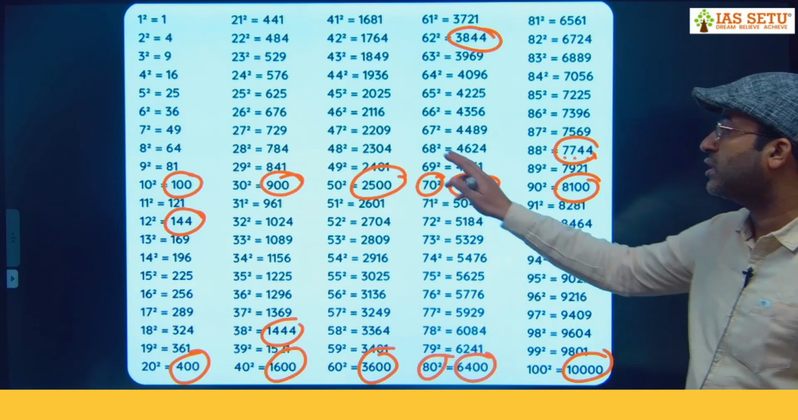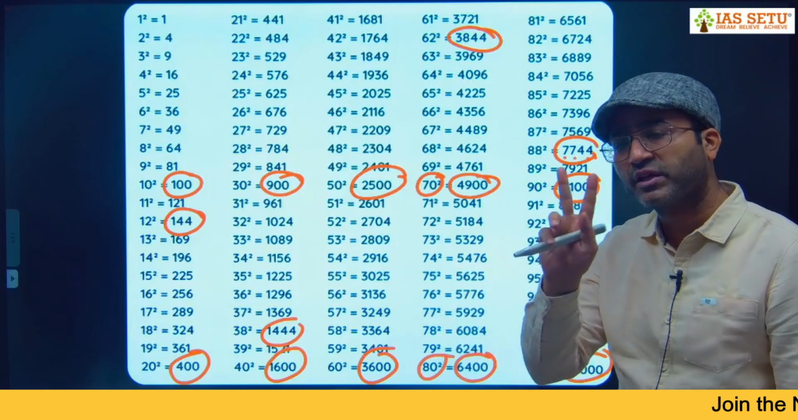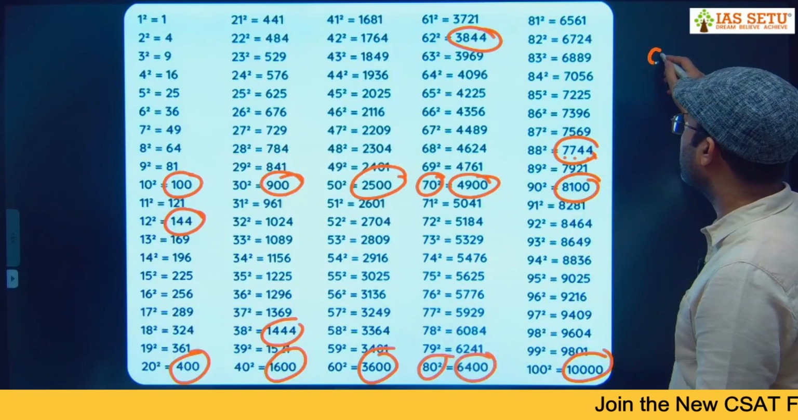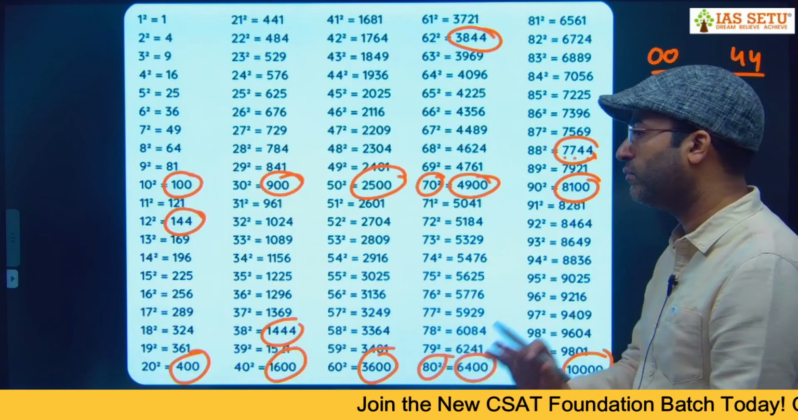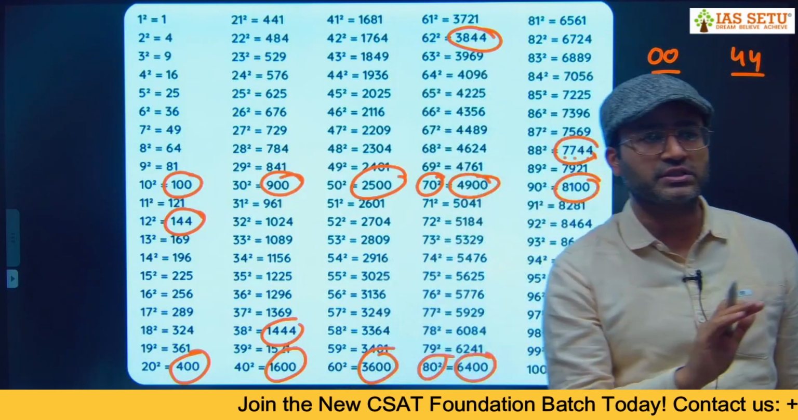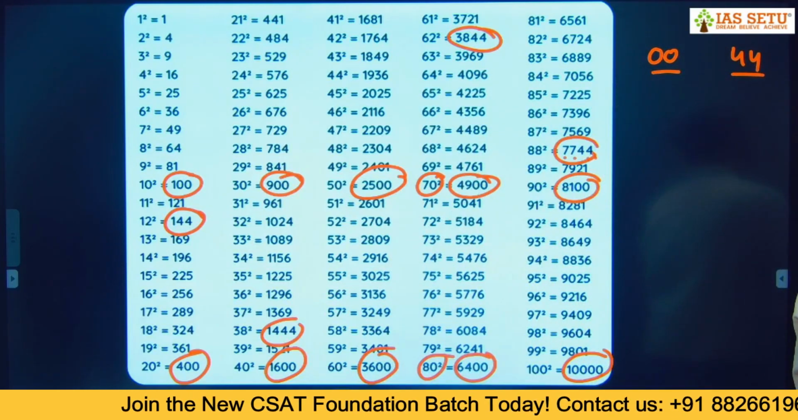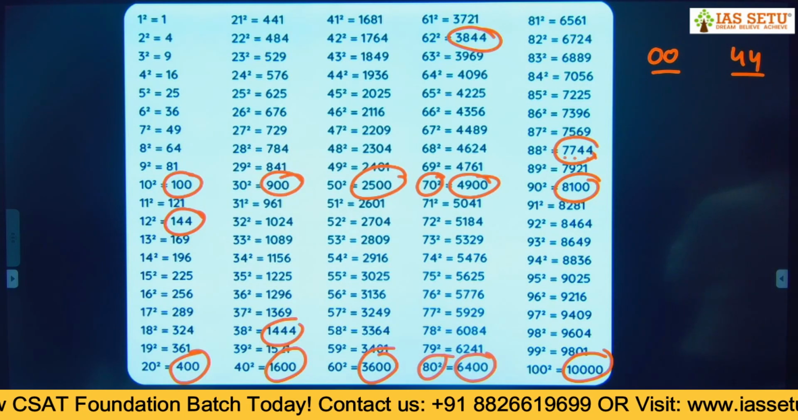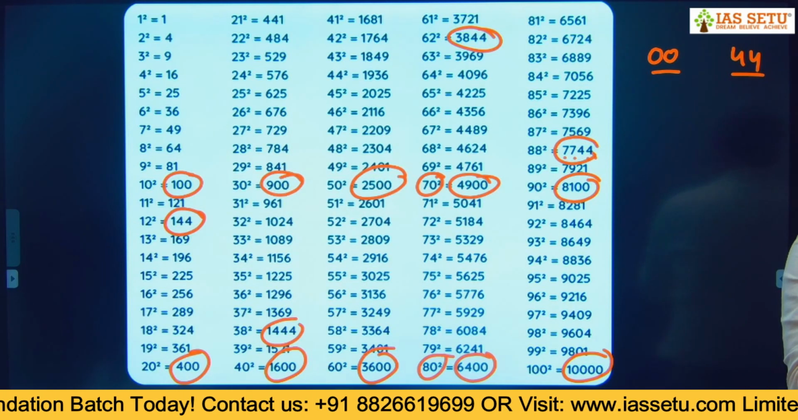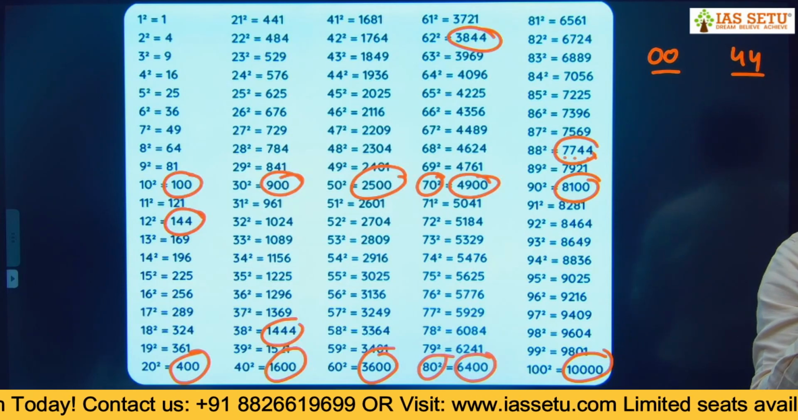Observation here is when the last two digits are same, there are only two possibilities. Either it is 00 or it is 44. It will never be 11, 33, 55, 66, 77, 88, 99. यहाँ पे दो ही पॉसिबिलिटी बनती है. If the last two digits in a perfect square number are same, it is either 00 or 44. तो लिख लो.